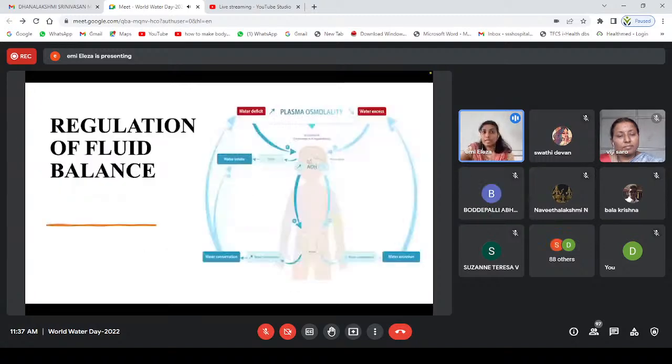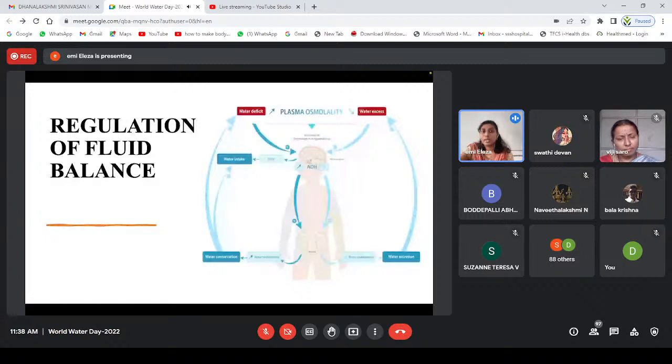Regulation of fluid balance. Whenever there is a water deficit, there will be increased plasma osmolality, which stimulates the osmoreceptors in the hypothalamus, causing stimulation of ADH, anti-diuretic hormone, which causes water retention in the kidneys, and thus the water is conserved. It also stimulates the thirst center, leading to water intake. In cases of water excess, there will be decrease in plasma osmolality and decrease of anti-diuretic hormone.